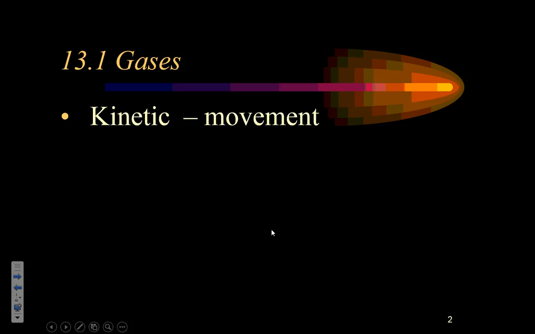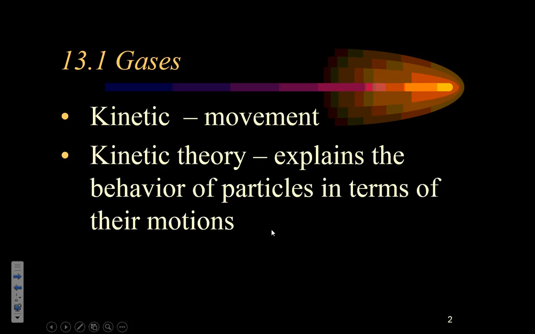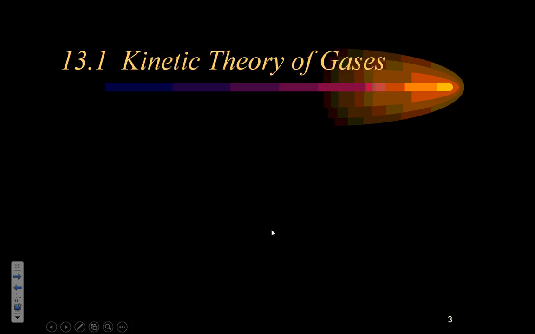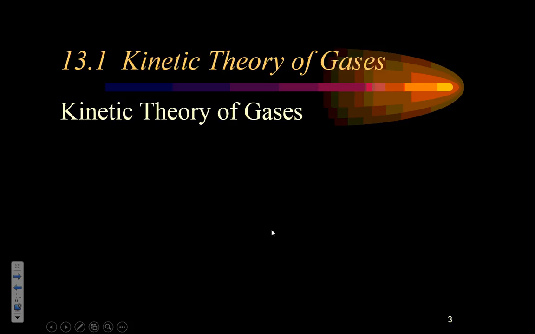Now, when we talk about solids, liquids, and gases at a particle level and try to understand and explain their behavior, we use what's known as kinetic theory. Kinetic means movement, so kinetic theory explains the behaviors of particles in terms of their motions. As it applies to gases, there are four fundamental things we're going to look at.